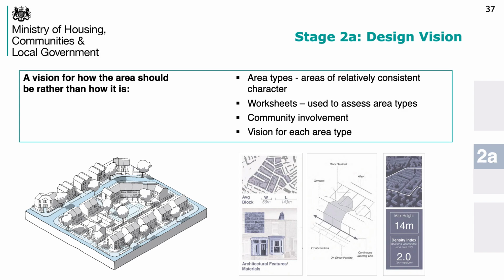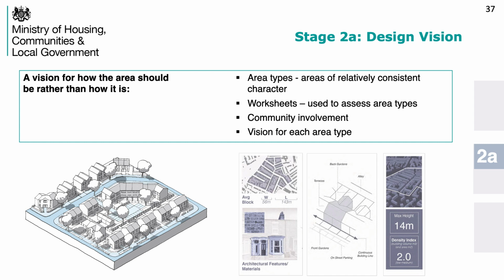So we come on to step 2. This is the section where we talk about the vision that the code is going to create. This is based upon the notion of area types, which is a term that we introduce in the code for the first time. Elsewhere, you might call this character areas or typologies, but area types essentially refers to areas of relatively consistent character in an urban area, which can be used to organise the way that the code is organised.